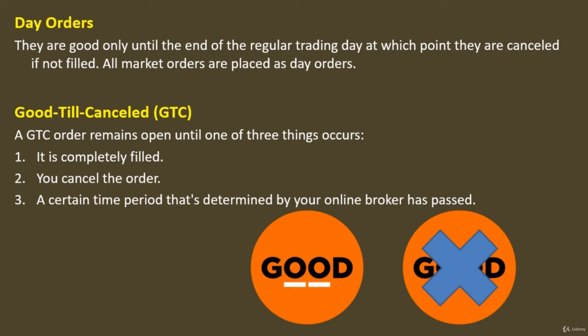So it's not necessarily a day order. You might have terms around a good till cancel order that's good for 2 days or 3 days, however the time frame. So you could say, okay, I want my order to be completely filled. Don't cancel it by the end of the day. I'm the only one who can cancel it. But if it doesn't get filled by a certain time period, then it's going to be canceled as well. It just won't be canceled by the end of the day.